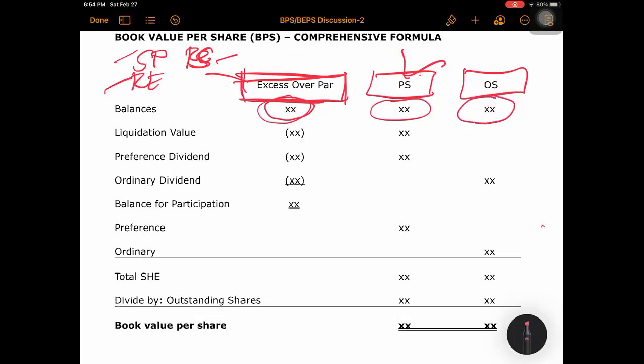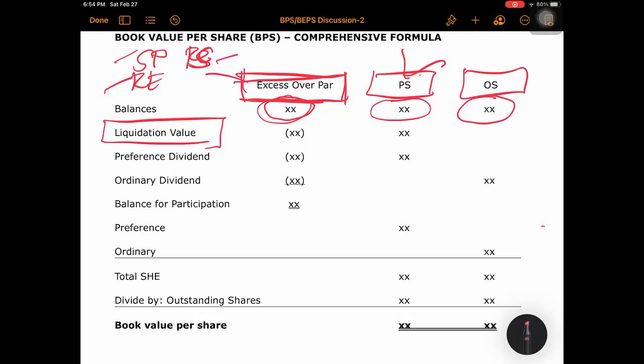Okay, so next item, you have the liquidation value. What do you mean by liquidation value? Since book value per share is computed at the time of liquidation, in case mag-liquidate ang company, so di ba liquidation value, this is the value that is only available for the preference shareholders. Okay, since preference shares siya, so di ba na-preference ang mga shareholders by owning the preference shares. So liquidation value, this is the value na ihatag sa preference shareholders upon liquidation.